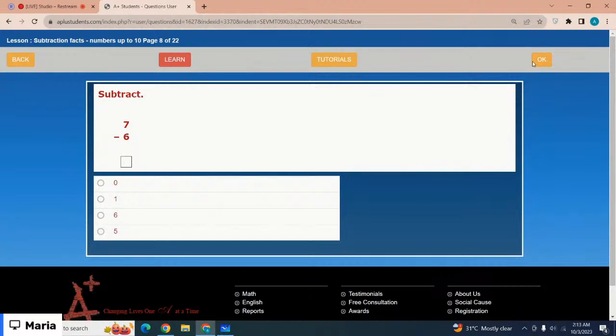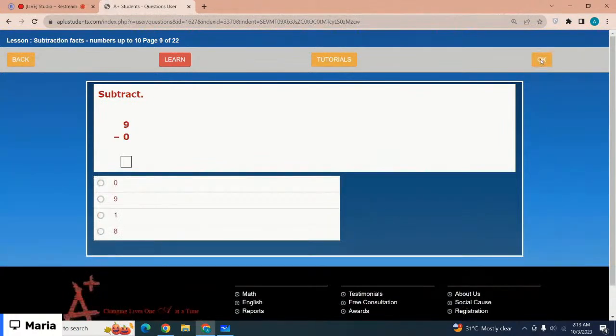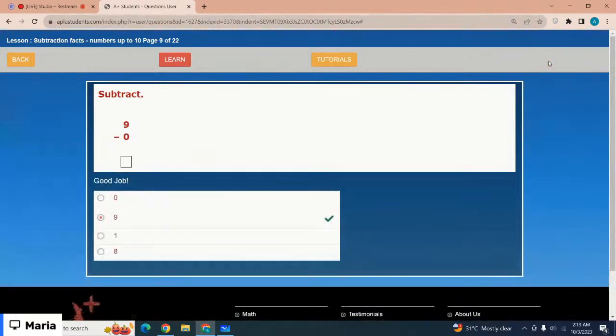Very good. 7 take away 6 is 1. The correct option is 1. Okay, the next one is 9 take away 0. So, 9 take away 0 is 9. The correct option is 9. Very good.